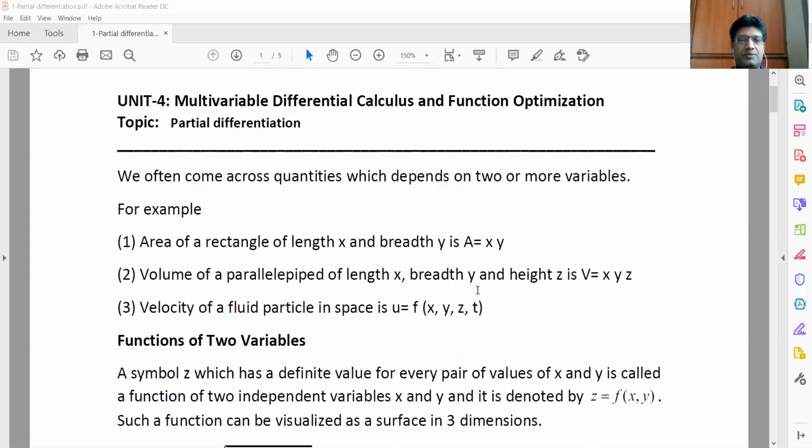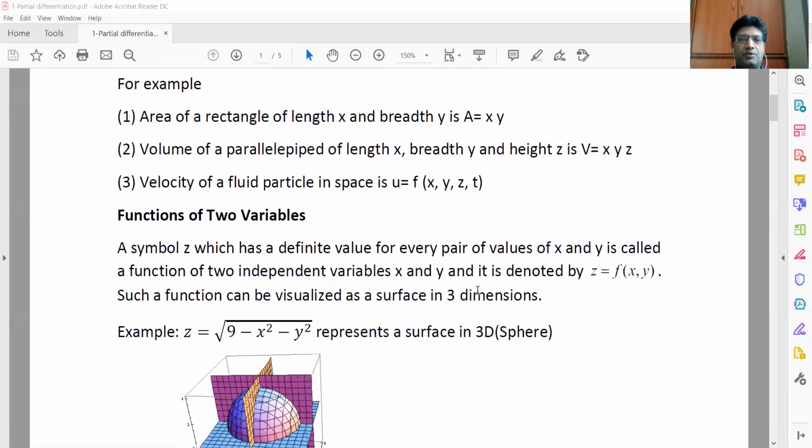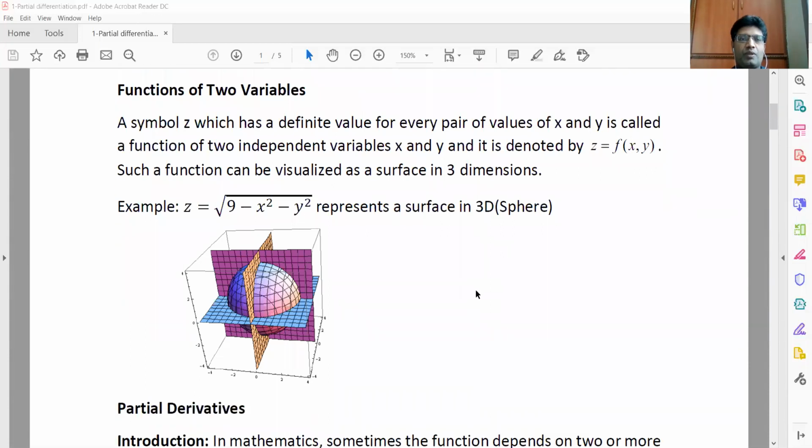So our interest is functions of two variables. So we'll see what is meant by a function of two variables here. A symbol z which has a definite value for every pair of values x and y is called a function of two independent variables x and y, and it is denoted by z equals f of x comma y. Such a function can be visualized as a surface in three dimensions.